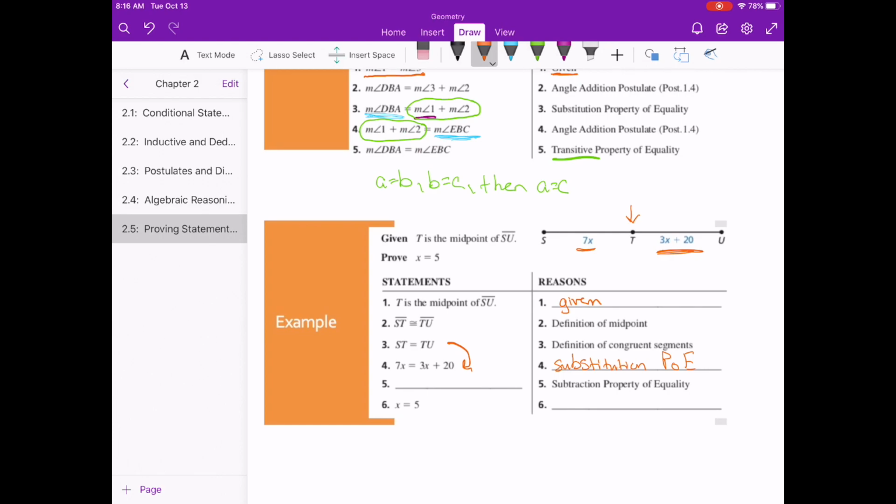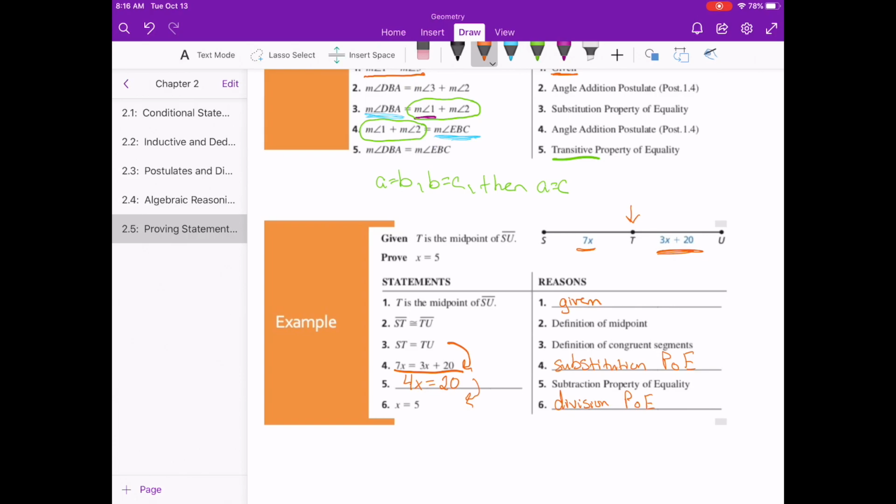For our next one, we're going to use the subtraction property of equality. If we think of how we would solve this, I'm going to subtract 3x from both sides. So my next statement is that 4x is equal to 20 because we subtracted 3x from both sides. Then, how do we get from 4x equals 20 to x equals 5? Solving this would tell us to divide by 4, so we're going to use the division property of equality to get x equals 5. We've finished because we've gotten to our proof statement, so we are done.